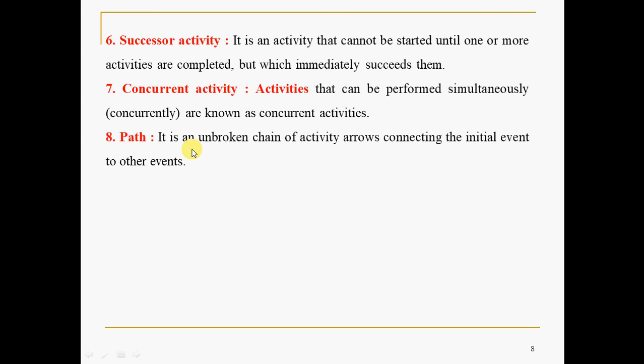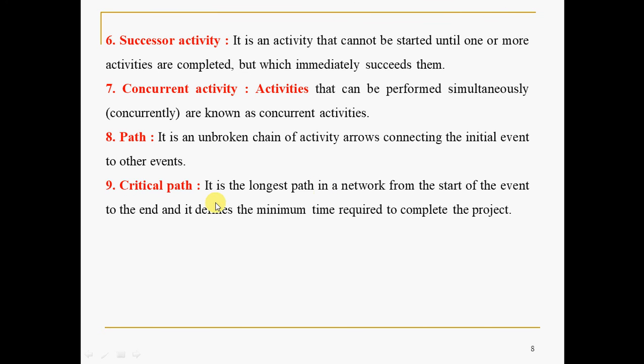Path. It is an unbroken chain of activity arrows connecting the initial event to other events. It is like a flow, moving from left to right. So in the project, connecting the activities is nothing but the path, we can say. All this you will see in a network diagram.